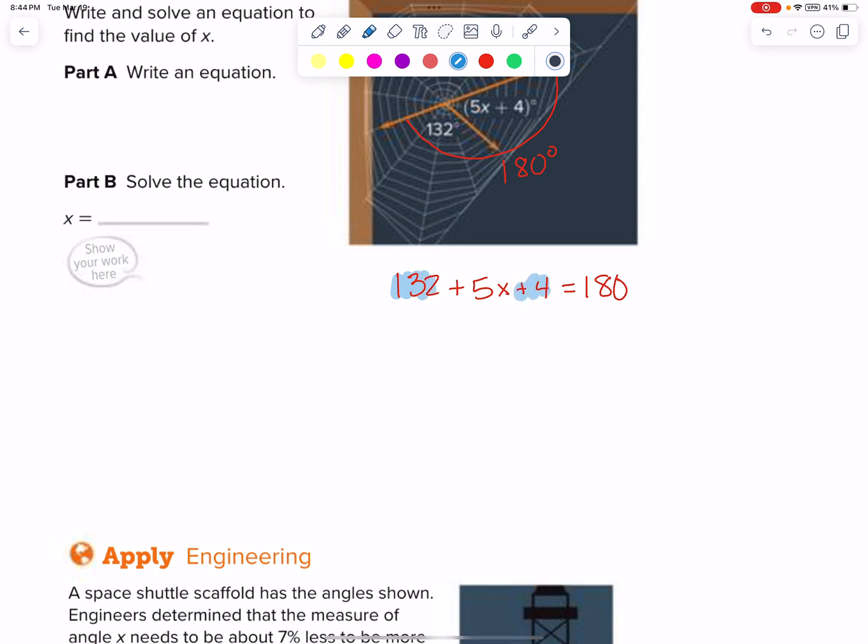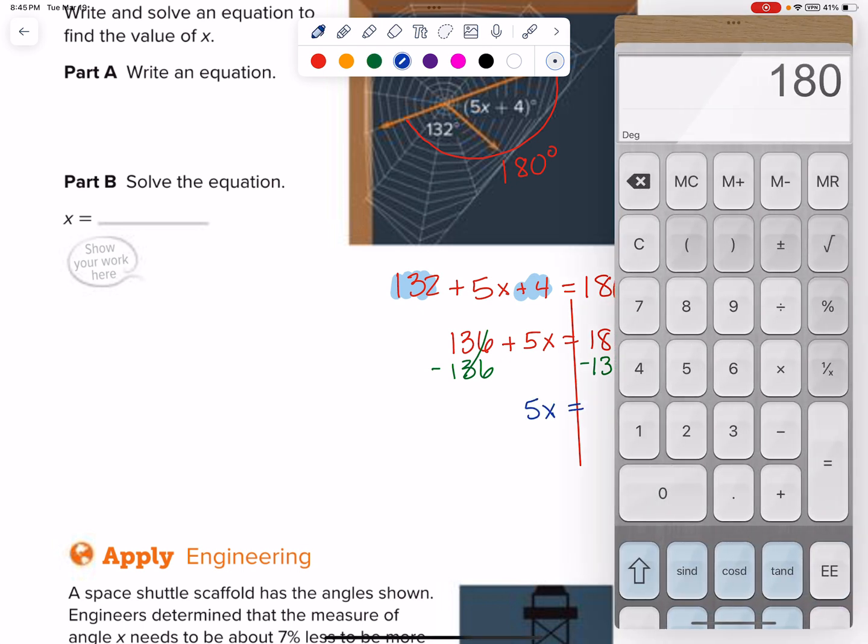I have 132 and I have a 4. Okay, so we're going to always take care of simplifying first before we start moving things around. And simplifying, remember, is distribute if you can, and then combine like terms. So I have 136 plus 5x equals 180. Okay, now we can go ahead and do our normal stuff. So subtract 136 from both sides, and I end up with 5x equals whatever 180 minus 136 is, which is 44.